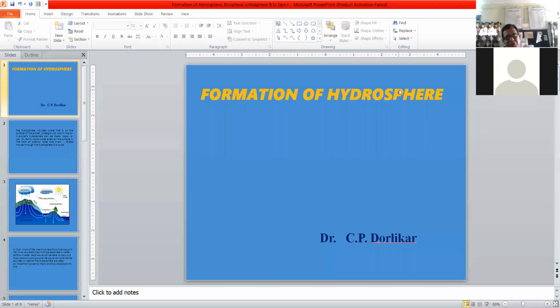What is the formation of the hydrosphere? Today we will discuss how the hydrospheres are formed, how the hydrosphere occurs on the surface of Earth. What is meant by hydrosphere? Hydro means water and sphere means zone. The zone which is occupied by water on the surface of Earth is called the hydrosphere.